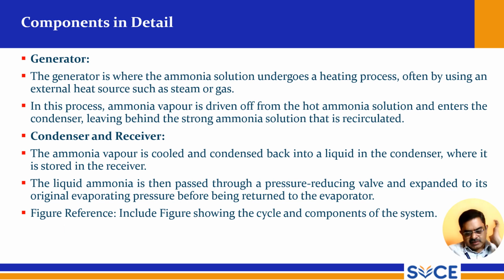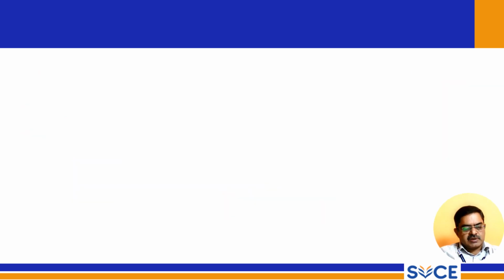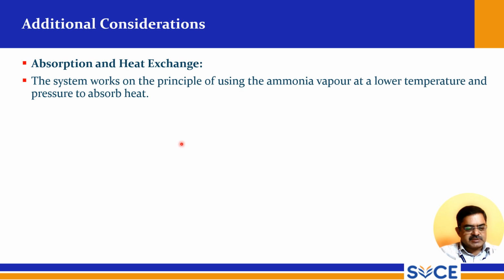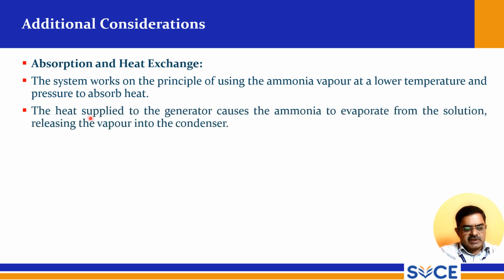So the figure that I have shown in the earlier slide, that is the major diagram. All of you please practice that diagram. So additional considerations, the absorption and heat exchange. The system works on the principle of using ammonia vapor at a lower temperature and pressure to absorb heat. The heat supplied to the generator causes the ammonia to evaporate from the solution, releasing the vapor into the condenser.